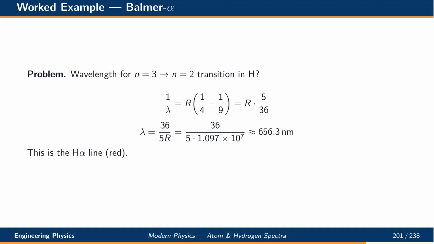Consider the transition from n equals 3 to n equals 2 in hydrogen. Using the Rydberg formula, the reciprocal wavelength is the Rydberg constant times 5/36. Solving gives a wavelength of about 656.3 nanometers. This is the famous H-alpha line, the dominant red line in the hydrogen Balmer series. It is widely observed in astronomy, in solar prominences, and in plasma.